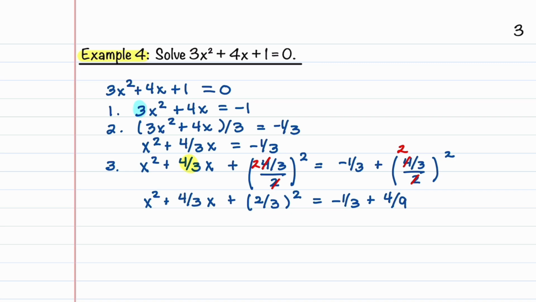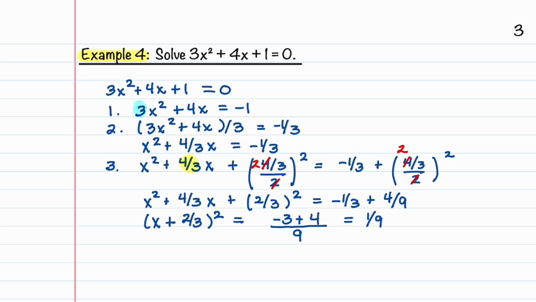On the left, we can write our expression as a perfect square, and we have x plus 2/3 squared. And then on the right, we're going to have to add these fractions. Let's go ahead and get a common denominator of 9. So this makes the minus 1/3 minus 3, and then we have a plus 4. So I'm just going to write here, this is equal to 1 over 9.